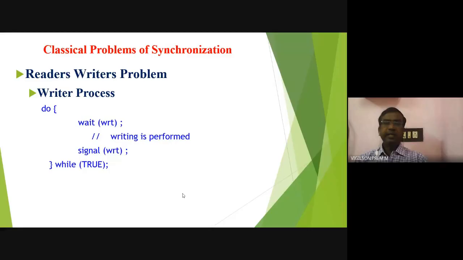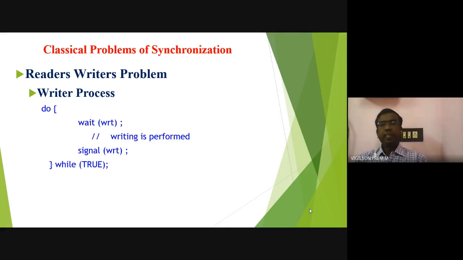Second one is the reader's-writer problem. I'm giving you one example. Assume in the classroom, I'm teaching using the blackboard, of course, green board and white chalk. I'm teaching, and you are sitting in the benches.